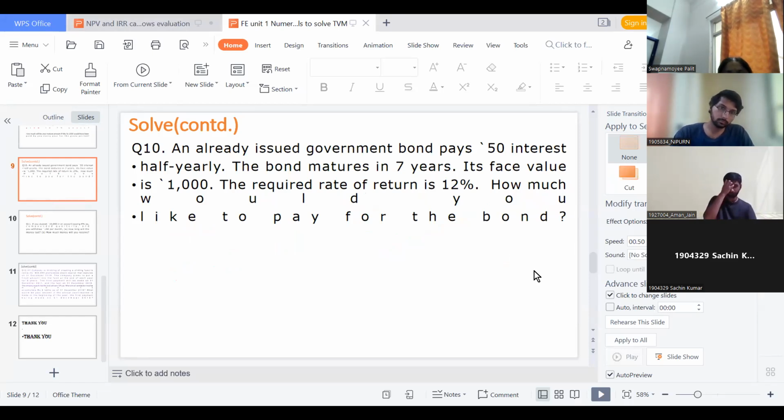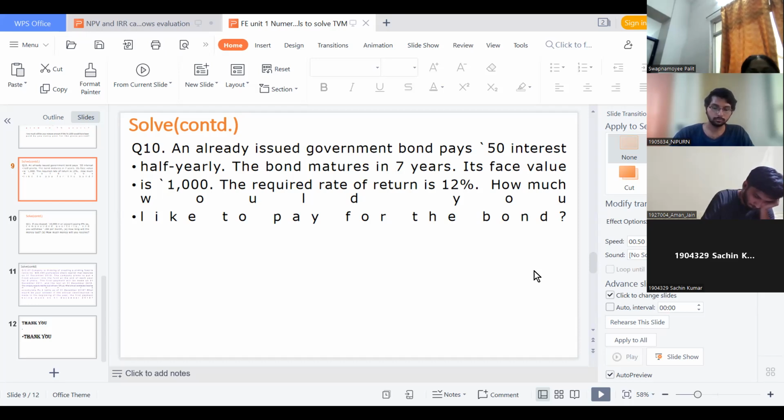Okay, solve this. After that, we'll go to the next, NPV and IRR we will do. So your NPV is also the same as what P you are calculating. So an already issued government bond pays 50 interest half yearly. It matures in 7 years. Face value is 1000. Required rate of return is 12%. How much should you invest on this? What is the maximum amount you should invest on this? Put multi-period compounding for your P value.